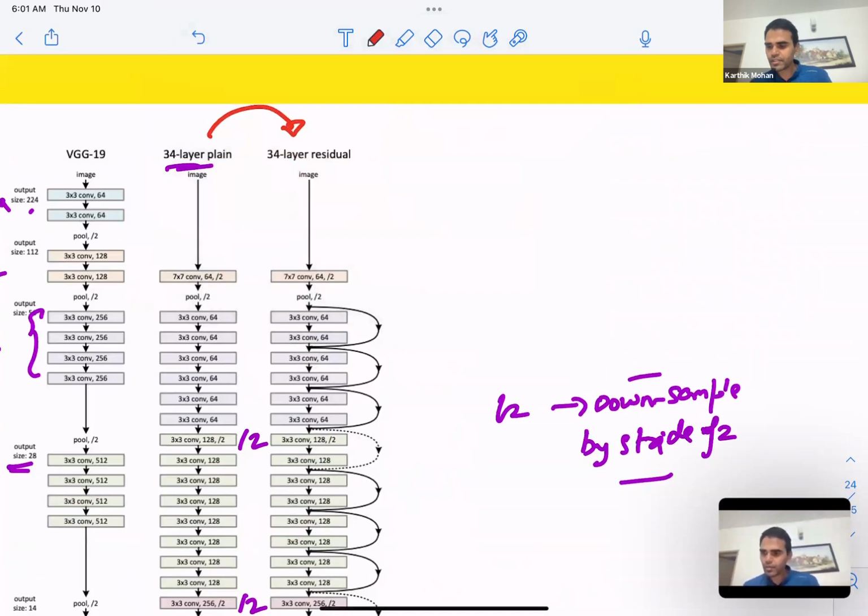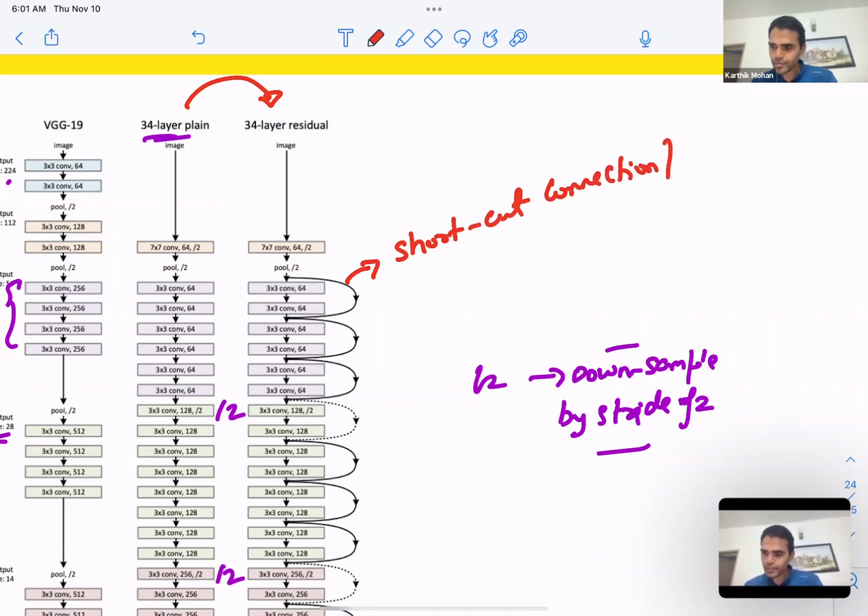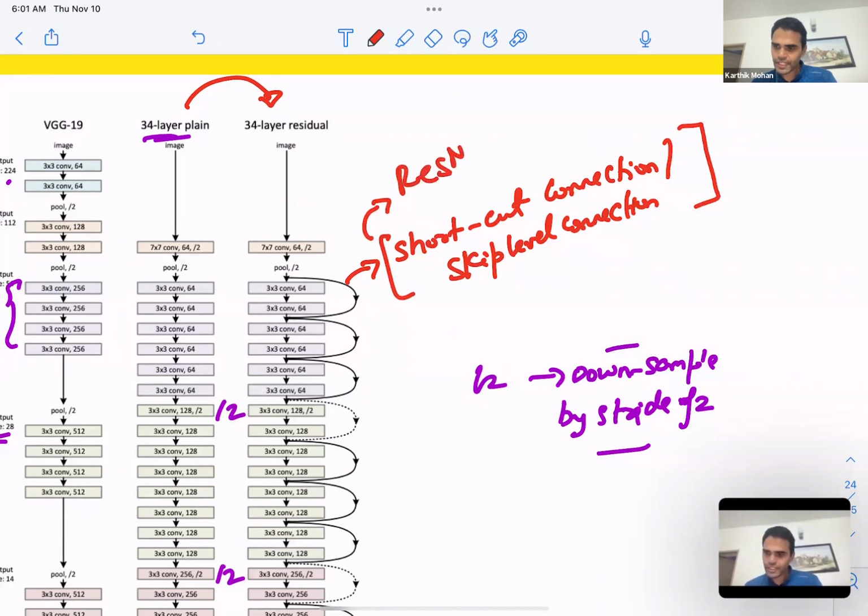Okay, so what's happening in ResNet is this shortcut connection, sometimes also called a skip level connection. So you're taking a shortcut and skipping one or two layers and then connecting it. So we'll talk about the skip connection and what it means. It's pretty interesting. And this is very much connected to what ResNet stands for.